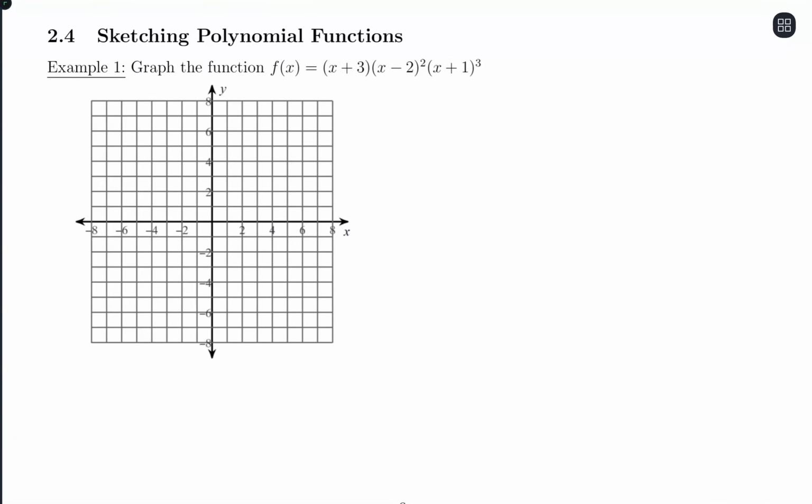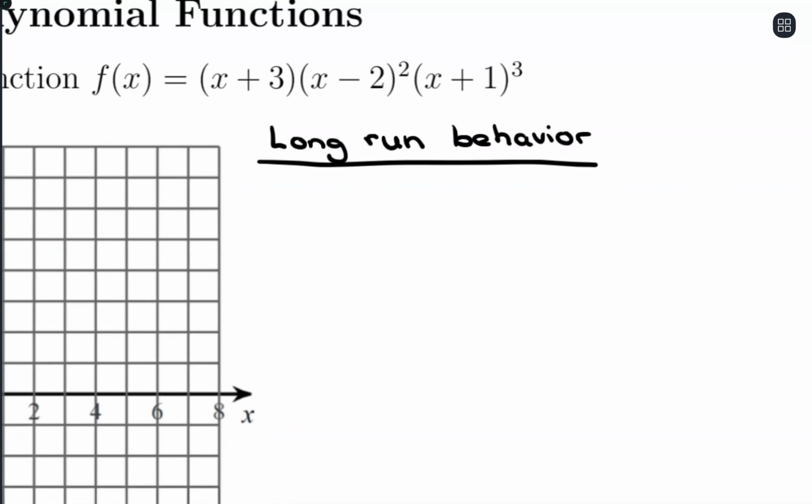Let's start with the long run behavior. So for long run behavior, what I want to do is evaluate what our leading term is. Now the form that's given to us here is the factored form, so it's a little more difficult to see what our leading term is. But there's a little shortcut, because you might be inclined to start multiplying all of that out, which is fine, but it's a lot more work than we need to do.